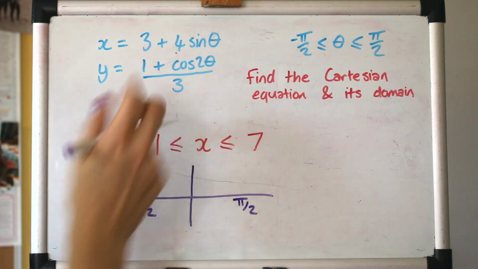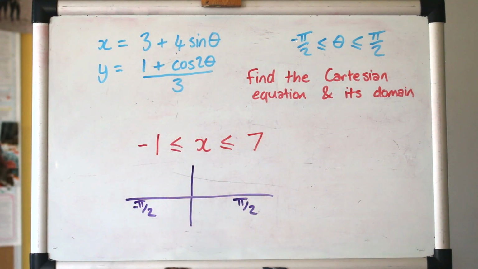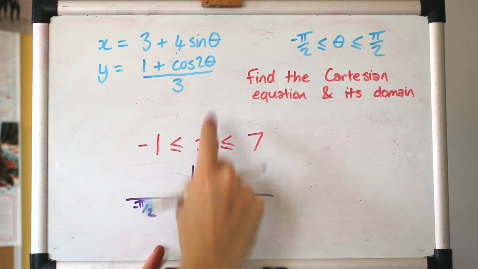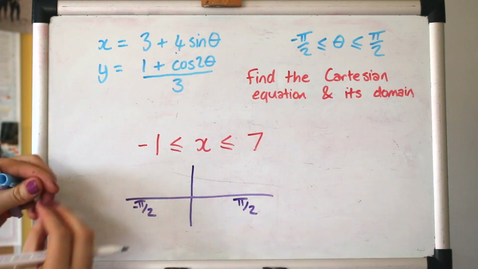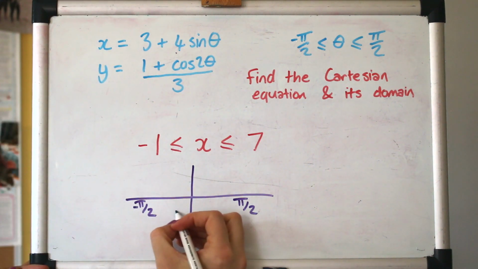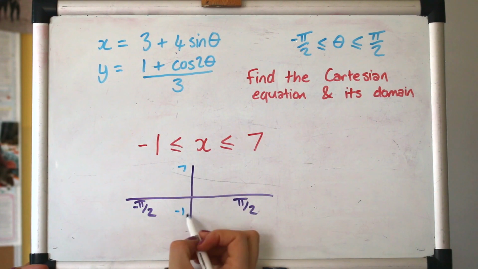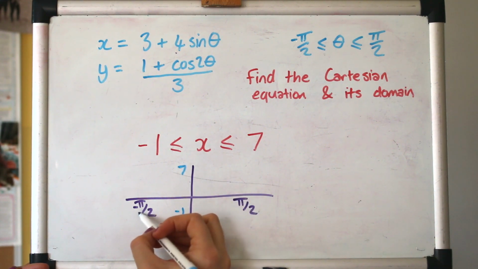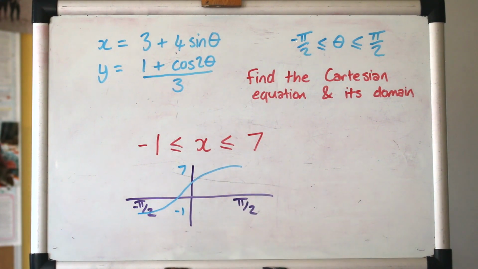If you wanted to sketch that using your graph transformations, normally sine fluctuates between 1 and -1, but this will get stretched by a factor of 4 in the y direction and then moved up 3. So if you think of it that way, you get the values -1 and 7, and it would look something like that.